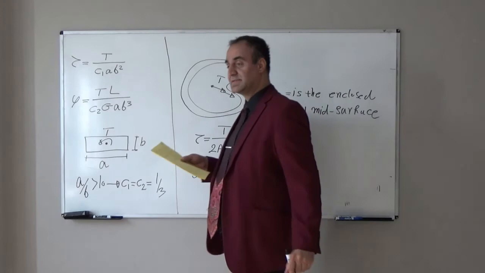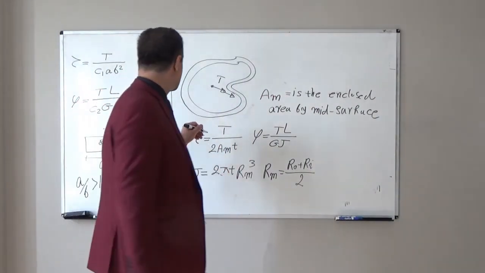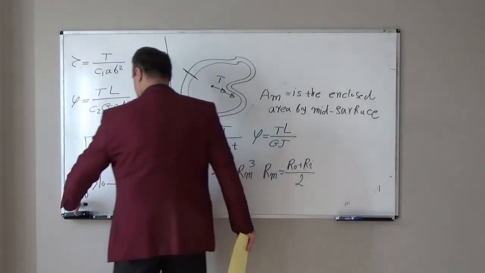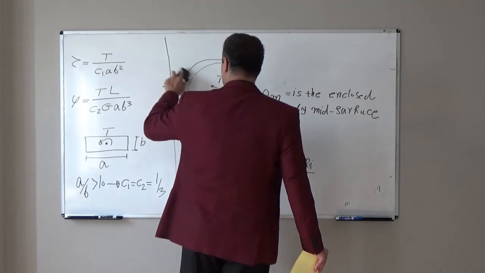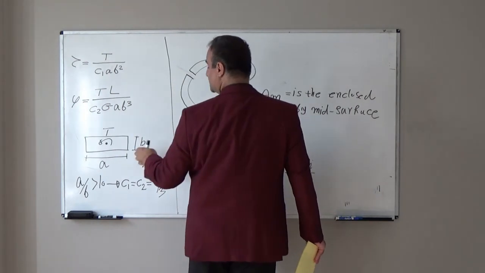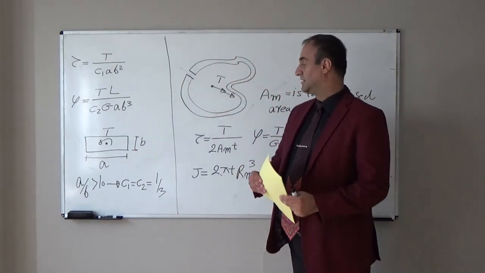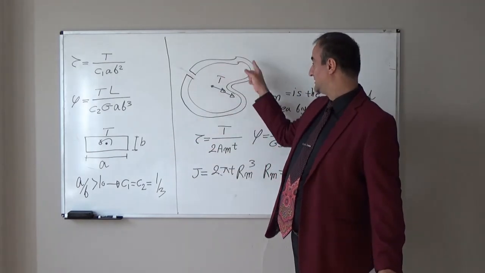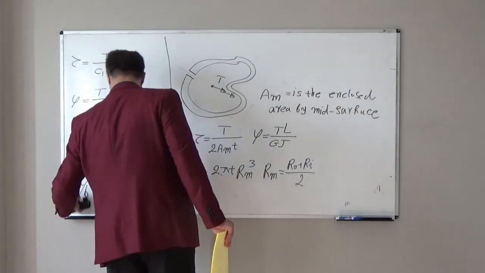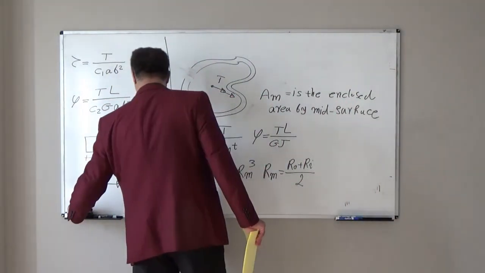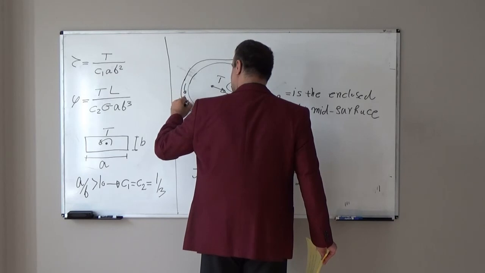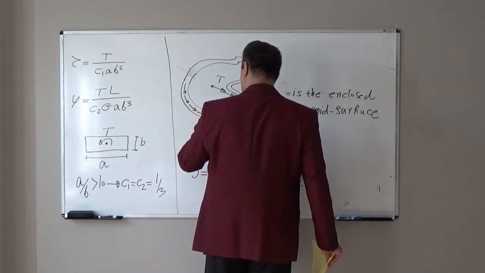So this is the difference. Here, if this section is not closed, if it is open, like this, the behavior will be similar to the rectangular cross section. The length of this curve will be A and the thickness will be B. But if it is closed, in that case, we will have different behavior, and the shear stress distribution will be like this.